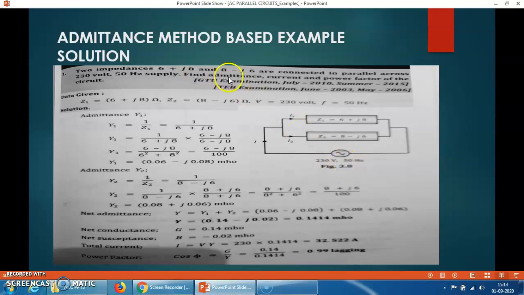Now find the admittance. Now admittance means what? In an AC circuit, impedance is Z. Z is called an impedance, that is the total opposition offered by the circuit.